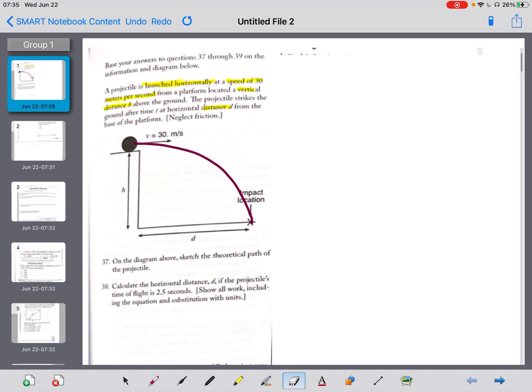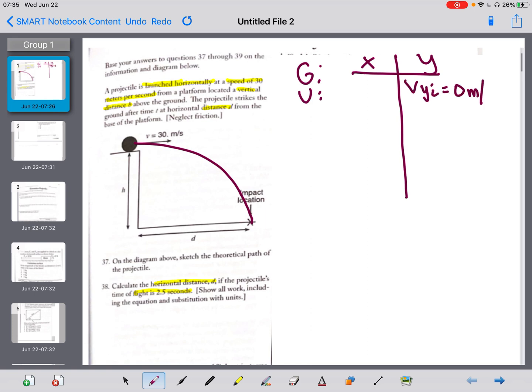So then number 38, calculate the horizontal distance d, which we call the range, if the projectile's time of flight is 2.5 seconds. If you recall, I used to make you guys do your givens and unknowns in an XY chart. So let's go ahead and fill that information out. You know that VYI at the top is going to be 0 meters per second because there is no vertical velocity. You know that the acceleration is going to be negative 9.81 meters per second squared in the vertical direction.